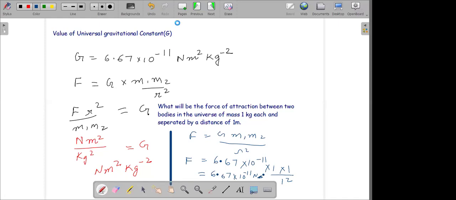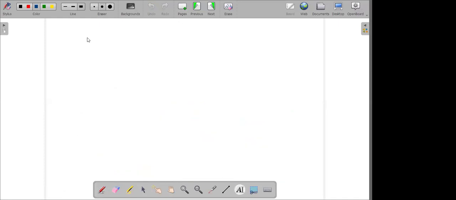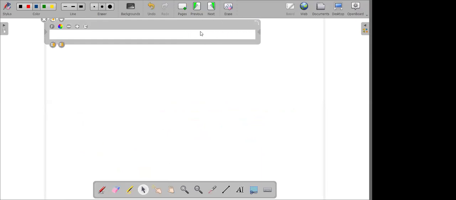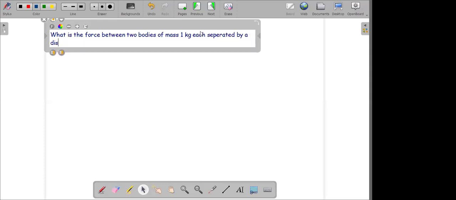Just try this one also, a similar question. What is the force between two bodies of mass 1 kilogram each, separated by a distance of 1 centimeter? Now solve this. They are separated by a distance of 1 centimeter. So what will be the force between them?